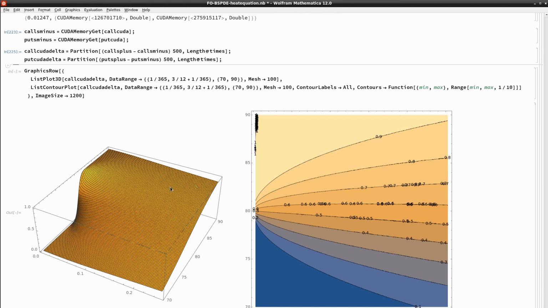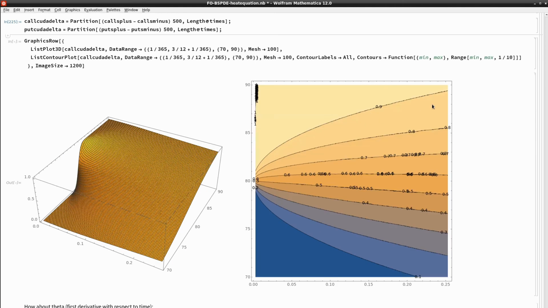All right, so let's plot these, and we see the typical behavior that we have already seen earlier for our delta. It's 1 above the strike, it's 0 below the strike for the calls, and we see those square root shapes here in the contour plot. Takes a while to render, so I had already done it, but you've seen how fast the computation is. It's the rendering that takes so much time.